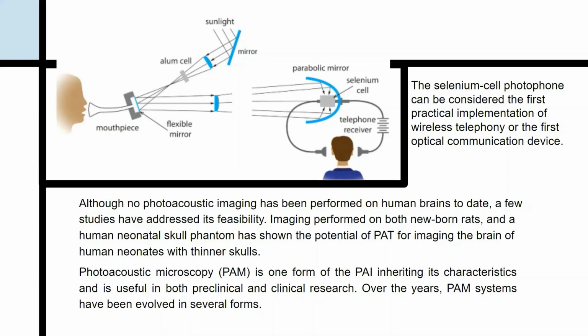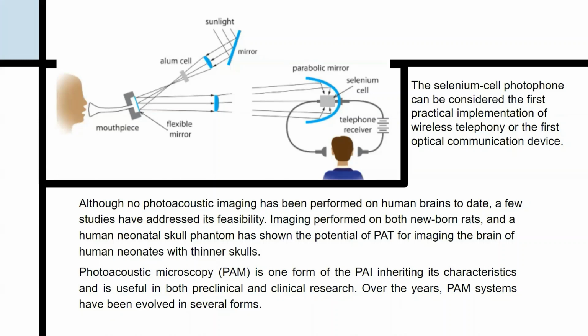And here is the selenium cell photophone, which can be considered the first practical implementation of wireless telephony or the first optical communication device. Although no photoacoustic imaging has been performed on human brains to date, a few studies have addressed its feasibility. Imaging performed on both newborn rats and a human neonatal skull phantom has shown the potential of PI for imaging the brain of human neonates with thinner skulls.